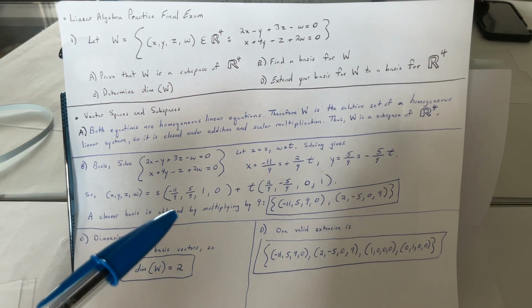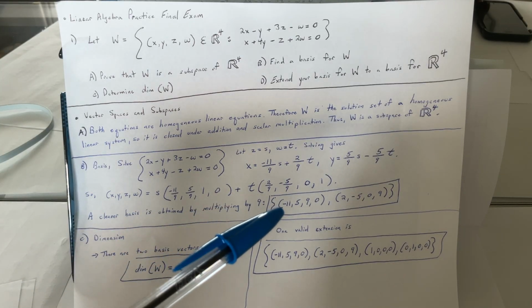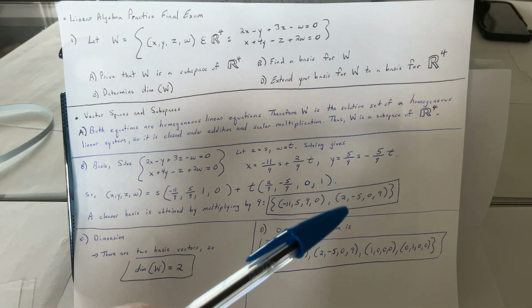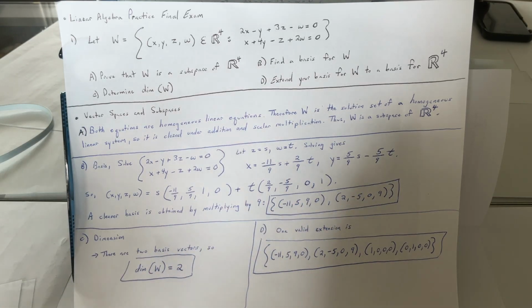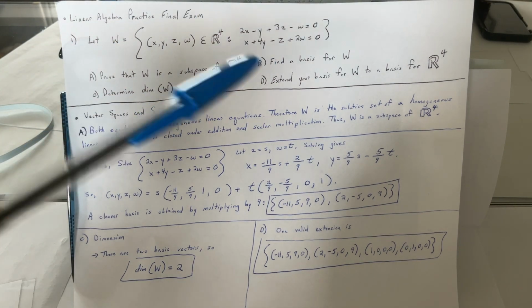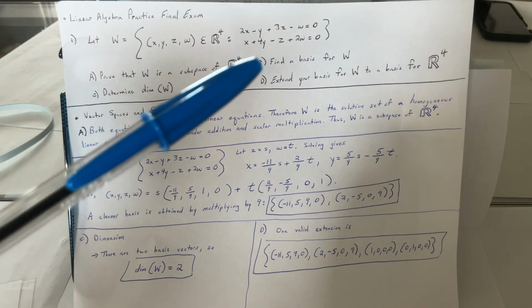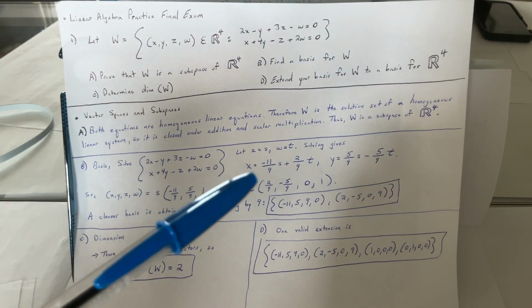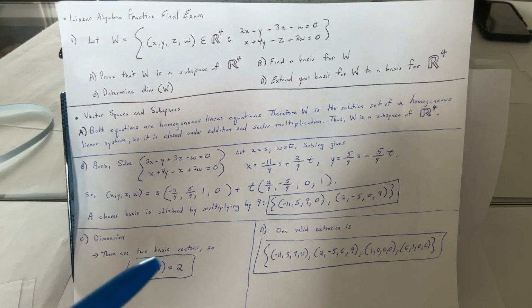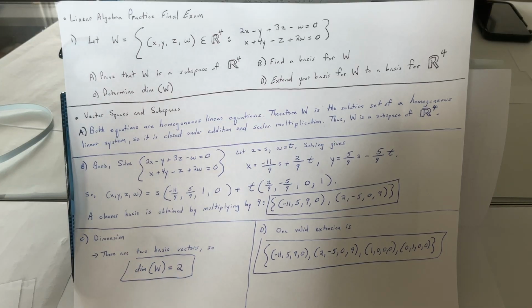A cleaner basis is obtained by multiplying by 9. So we wind up with (negative 11, 5, 9, 0) and (2, negative 5, 0, 9) for that. I'm sorry, that was letter B, finding a basis for W. Moving along to letter C, determine the dimension of W. There are two basis vectors, so the dimension of W equals 2.